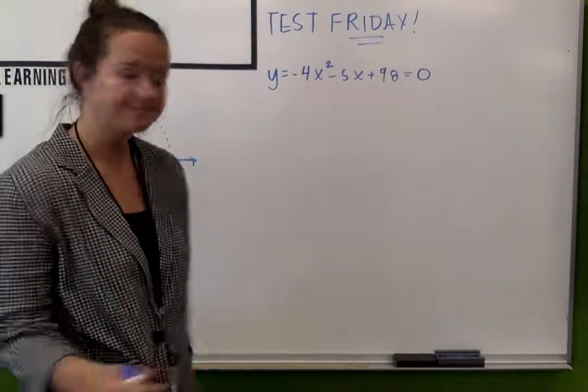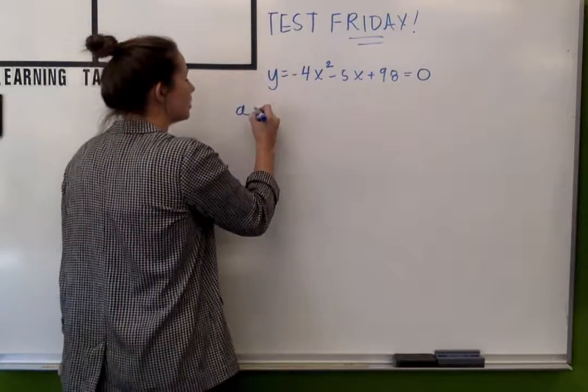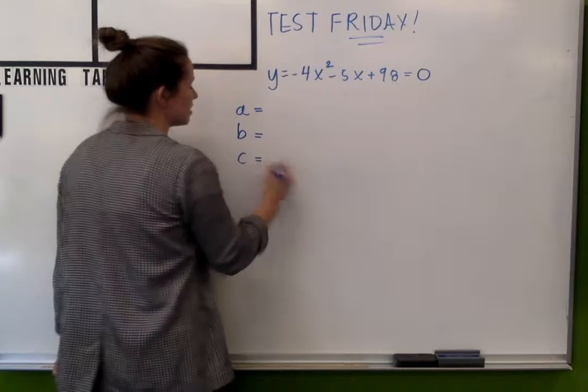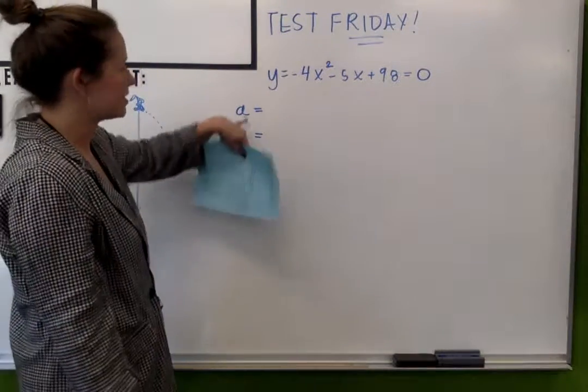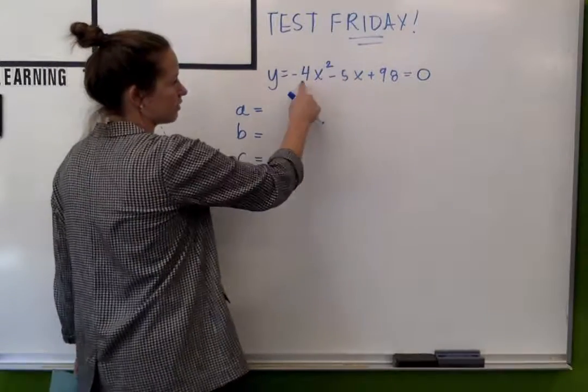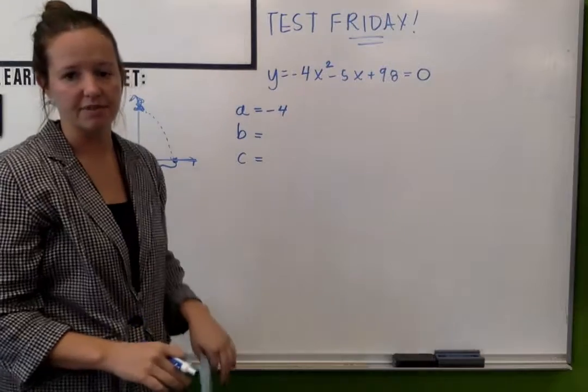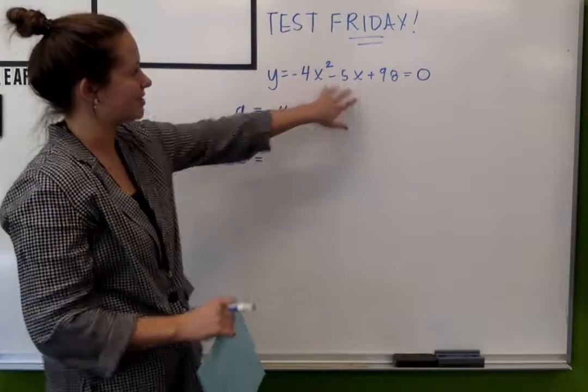So, let's do it. You start off labeling, and I want to see this on your test. I want you to write A equals, B equals, and C equals. So A is always the number in front of the x squared term. So you find x squared, and then you go in front of it, and it's negative 4, and that's your A. B is the number in front of the x term. So you go to the x, and it's negative 5.